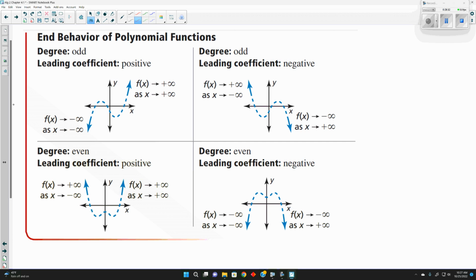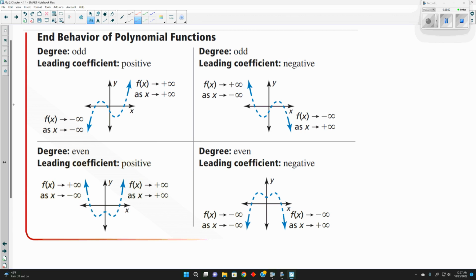There's only one number that is not odd or even, and that is 0. But if we're talking about a function where the biggest exponent is 0, we're talking about a constant function and it's just a straight line. It's a flat line. It doesn't tell us anything. It's just that number. So the degree is the first thing that we look at within end behavior.